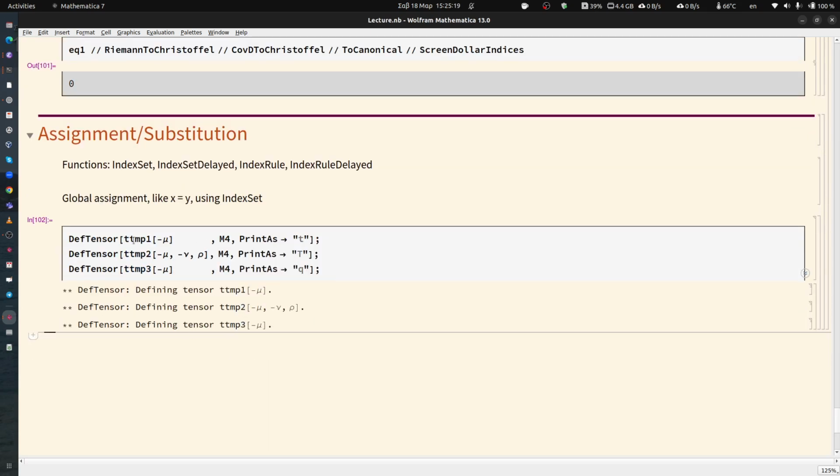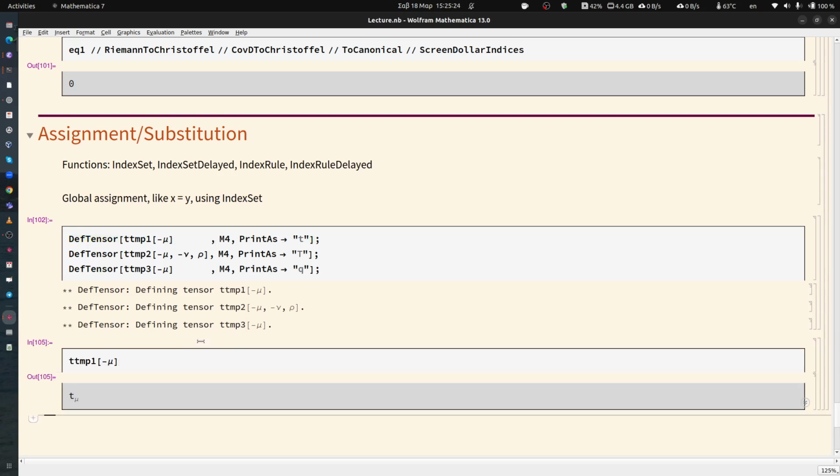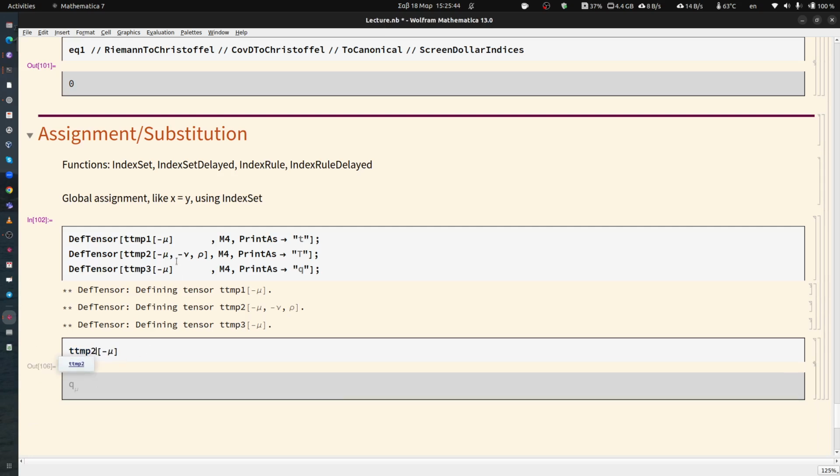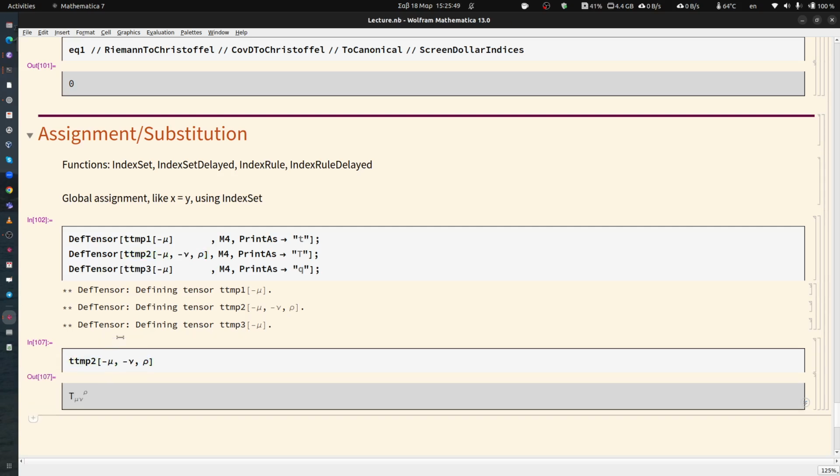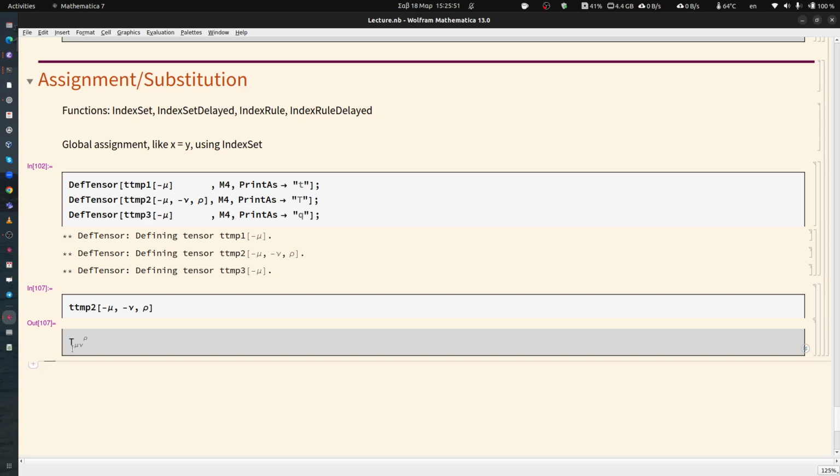So if you write now TMP1, you see that we obtained simply T mu, because it is printed this way, and TMP3 is printed out as Q mu. TMP2 is printed using the capital T letter, capital T character.